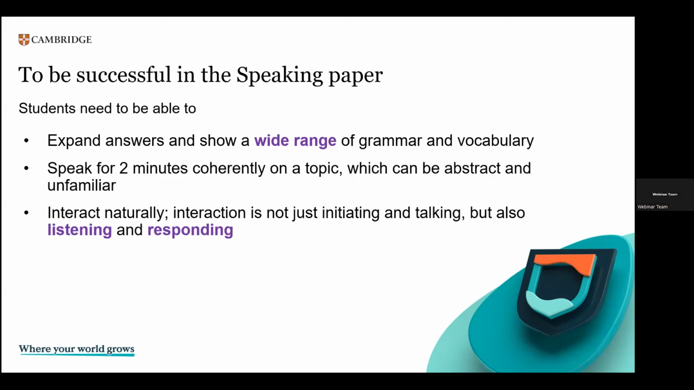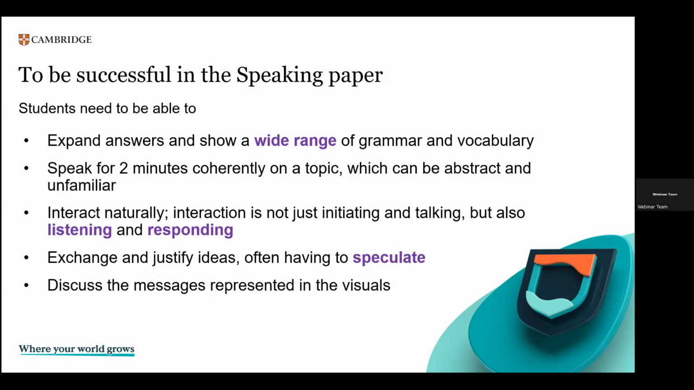Your interaction should feel natural, and you need to listen, you need to respond, you need to maybe nod when your partner is speaking, give the back channel feedback, like "right", that sort of thing. You need to be able to speculate, to show different ideas about what might be happening, not just stating the obvious. And you need to be able to discuss messages.